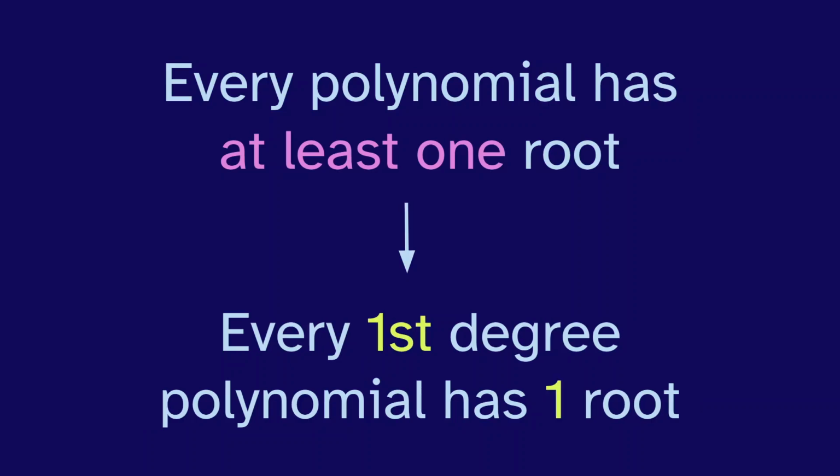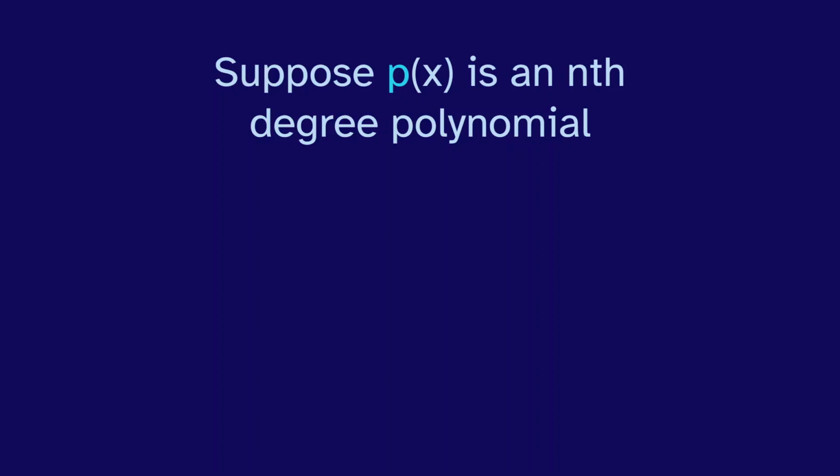The case where n is 1 is pretty straightforward. As we saw before, a first degree polynomial has at most one root. But above we see it has at least one root, so it must have exactly one root. So now let's look at n. Suppose p of x is an nth degree polynomial. It has at least one root, so let's say r sub n is a root of p of x.